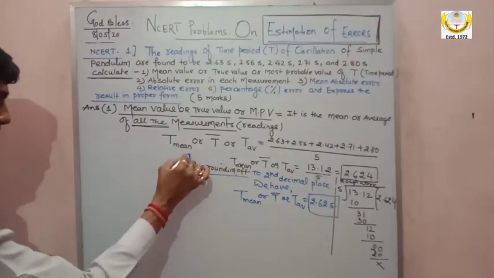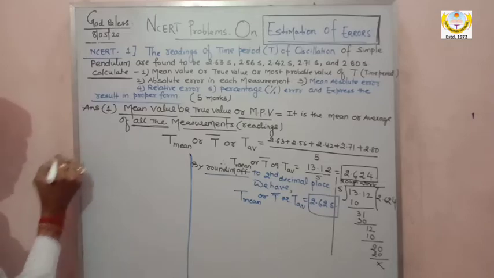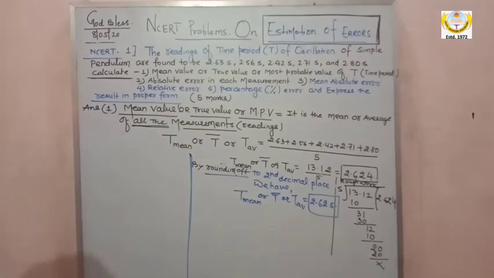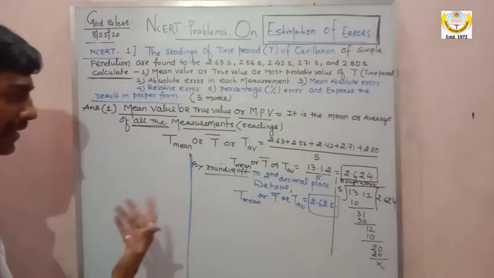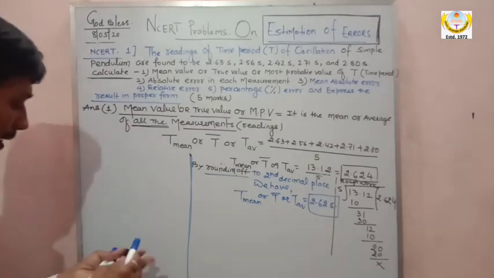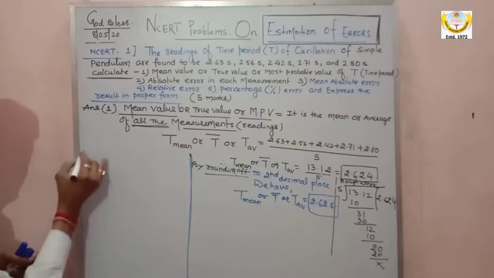So this is, my dear, the average value I have calculated. Now let's go to the second one. The second one is the absolute error in each measurement. So when you go for absolute error in each measurement, how to calculate that? Look at everybody, to calculate absolute error in each measurement. So now second point.